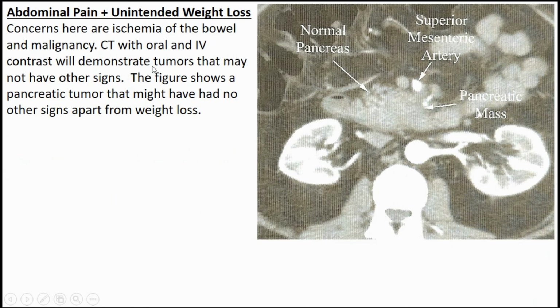Now, the big thing with unintended weight loss and abdominal pain that we are concerned about is cancer, malignancy. Basically, the increased metabolic activity of the tumor cells can lead to unexplained weight loss, and the pain will be visceral referred pain that's coming from the organ, gets referred to different regions of the body. And in this case, we can see that the pancreas, sitting in the abdominal cavity, just anterior to the kidneys, has a mass.